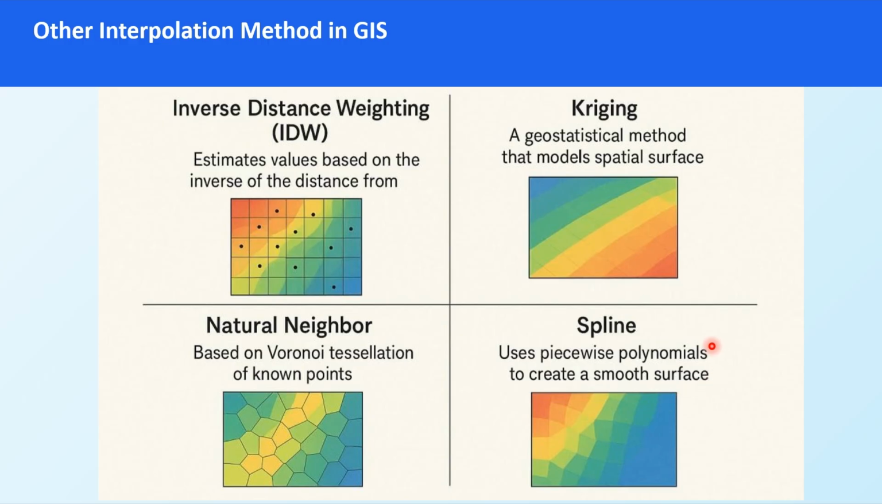So as I told you, many GIS software packages support many other kinds of interpolation techniques, but in this case, we are going to talk about two simple approaches. One is the Voronoi polygon, also known as Thiessen polygon, and the other is IDW.